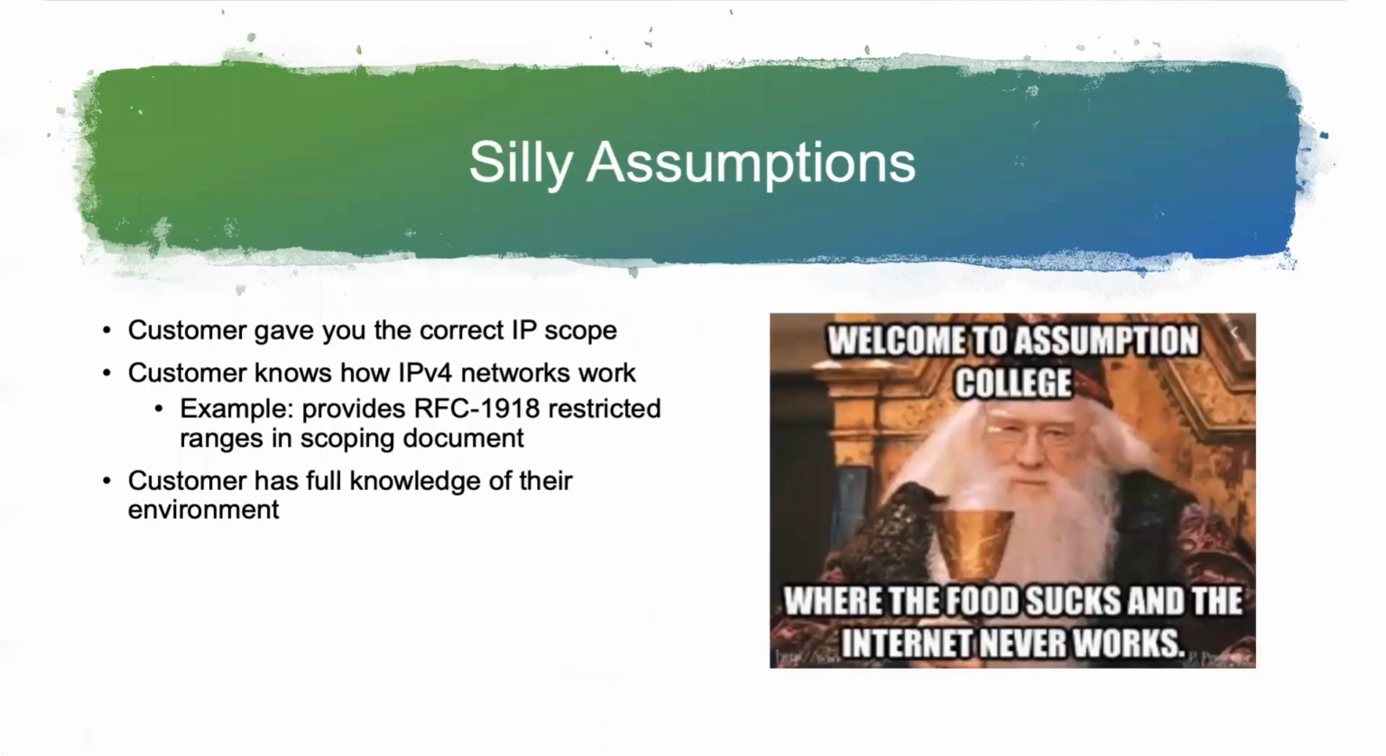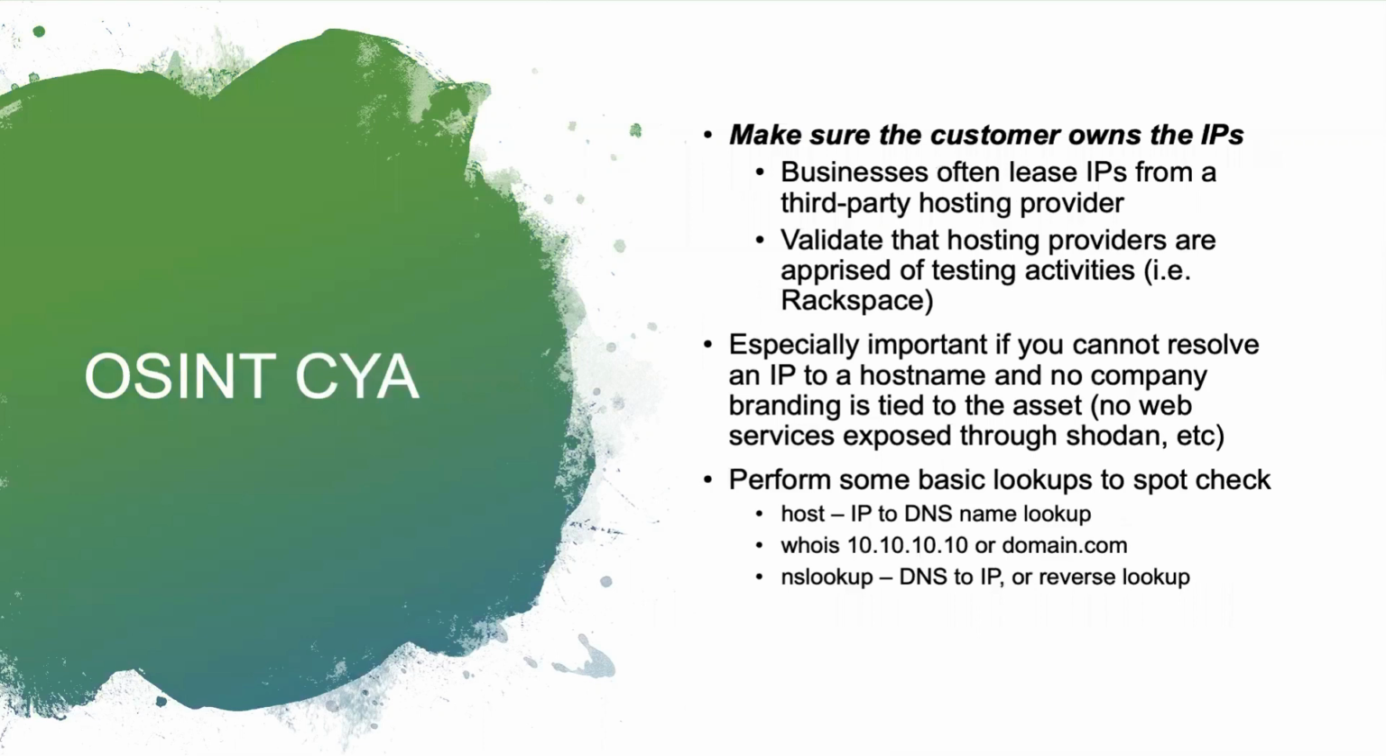Okay, IP discovery. Some of the things you're going to start off making assumptions about are that the client gave you the right scope, they know how networks work, they didn't give you any internally routable addresses, and they know where all their stuff is. Now, that's not the real world.